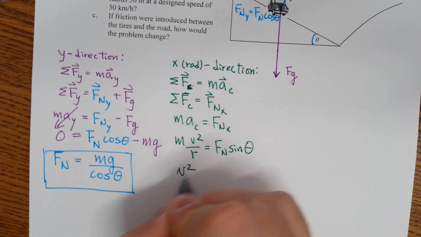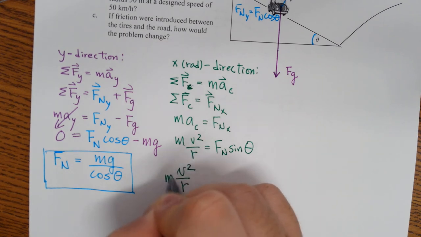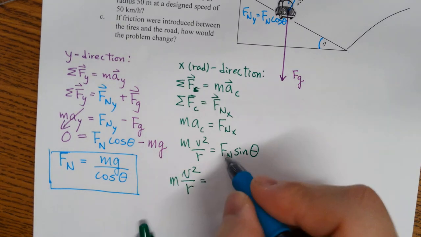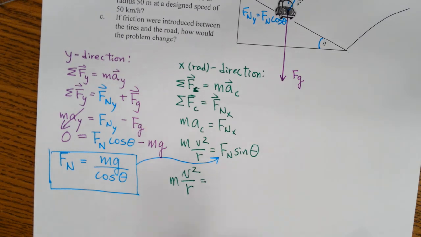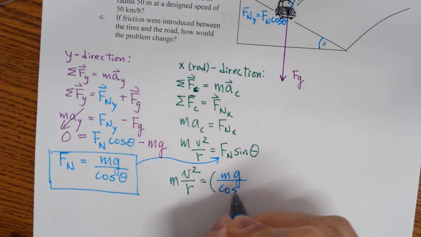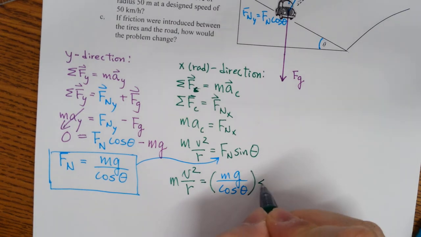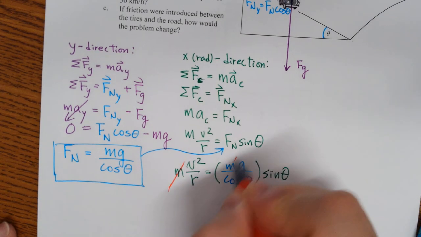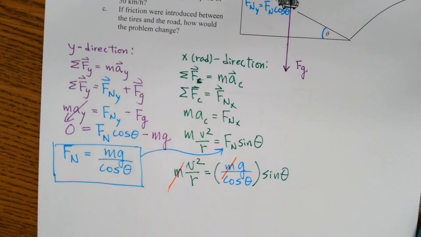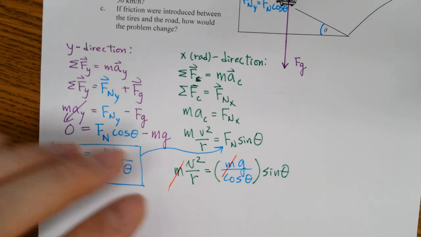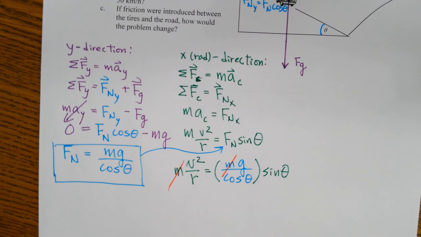So v squared over r times m is equal to, I'm going to substitute this into my F_N, which is mg over cosine theta, times sine theta. Ooh, look what happens to my mass. It doesn't matter whether it is a huge truck or a giant troop transporter or a Jeep or a Panzer II. Doesn't matter. The mass doesn't matter. Okay?